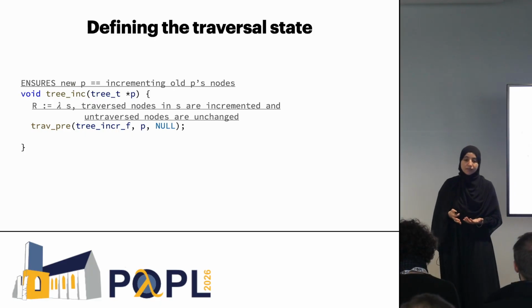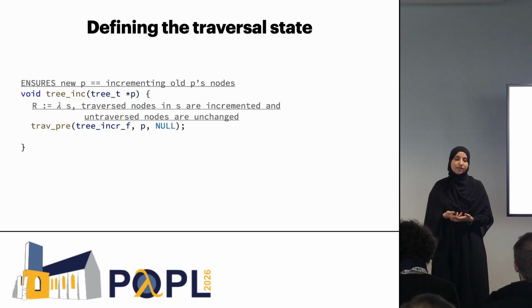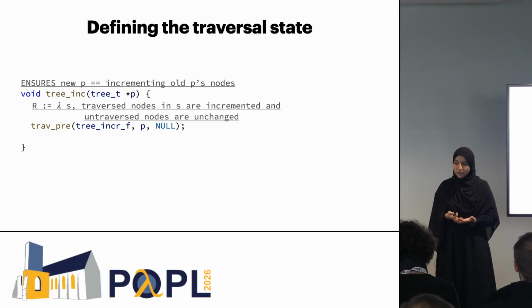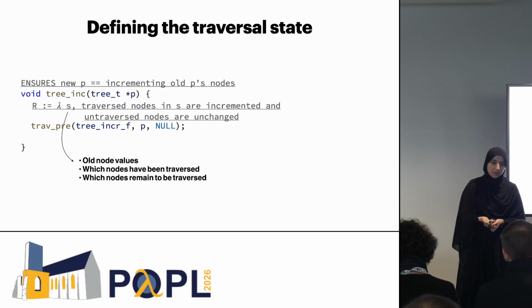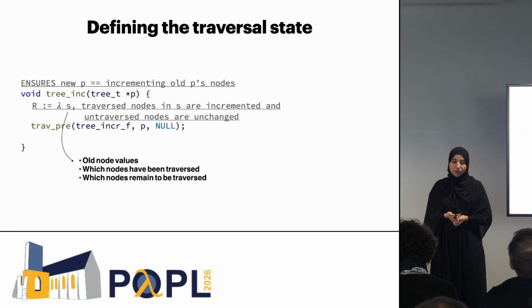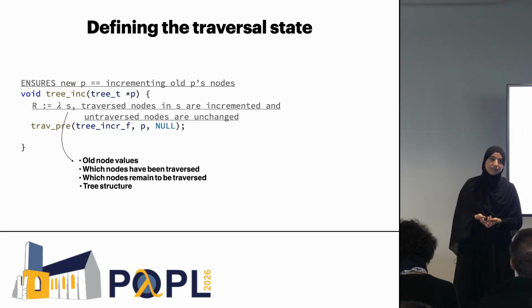And from this invariant, we identify at least three aspects that the traversal state needs to capture. First, we need to be able to tell what the old values of the tree nodes are, and we need to be able to tell which nodes have been traversed and which nodes remain to be traversed. And a fourth aspect that's not obvious in this example is the tree structure. Because like I said, in computer systems, many traversals allow the operation to depend on the tree structure or even change the tree structure. And so the client might want to instantiate the invariant with a predicate that reasons about how this tree structure changes along the traversal.